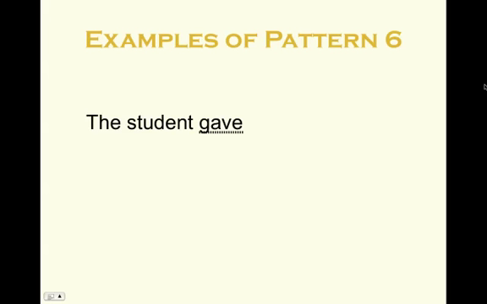The student gave. Transitive verb, we need an object. What did the student give? The student gave me. Well, unless someone is giving me away in marriage, the student gave something to me. The student gave me what? Her book. The student gave what? Her book to me. And you might be thinking, well, why don't you just say it that way?